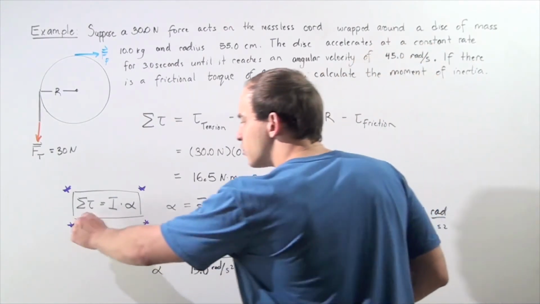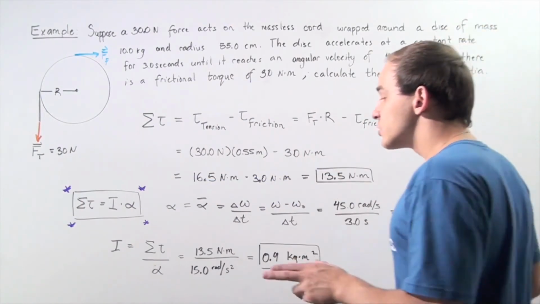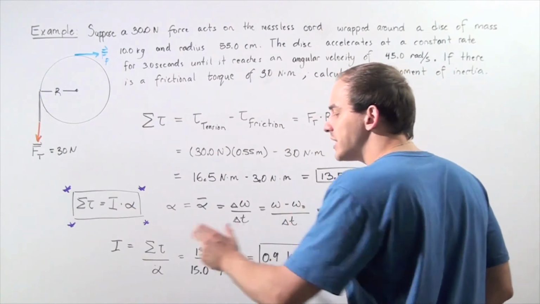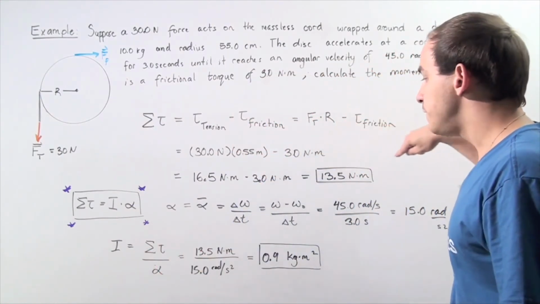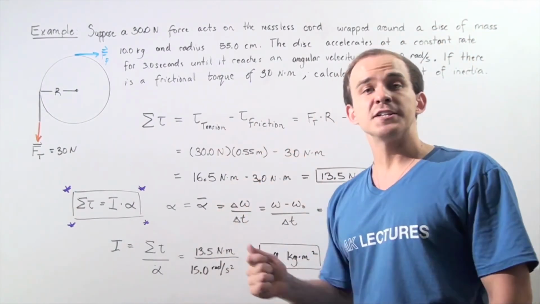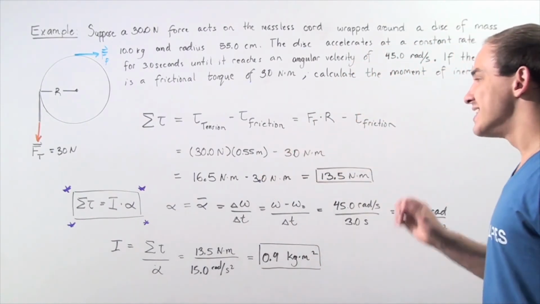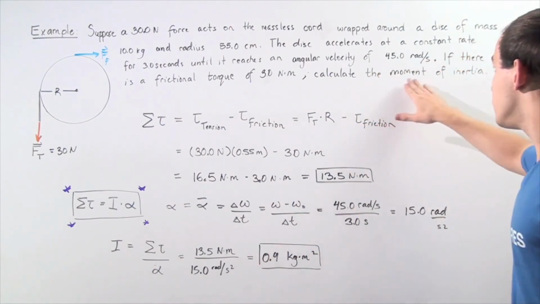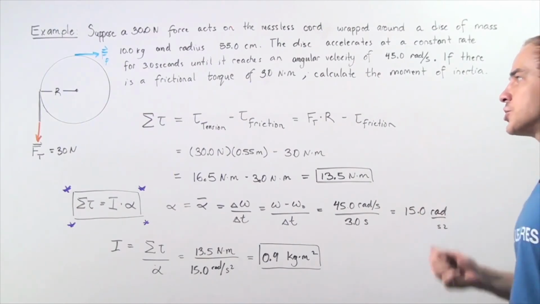So now we simply rearrange this equation and solve for our I, our moment of inertia. So the moment of inertia is equal to the net torque acting on the object divided by the angular acceleration. So we have 13.5 newtons times meter divided by 15 radians per second squared, and we get 0.9 kilograms times meter squared. So this value is the moment of inertia of the object, also known as the rotational inertia of the object.